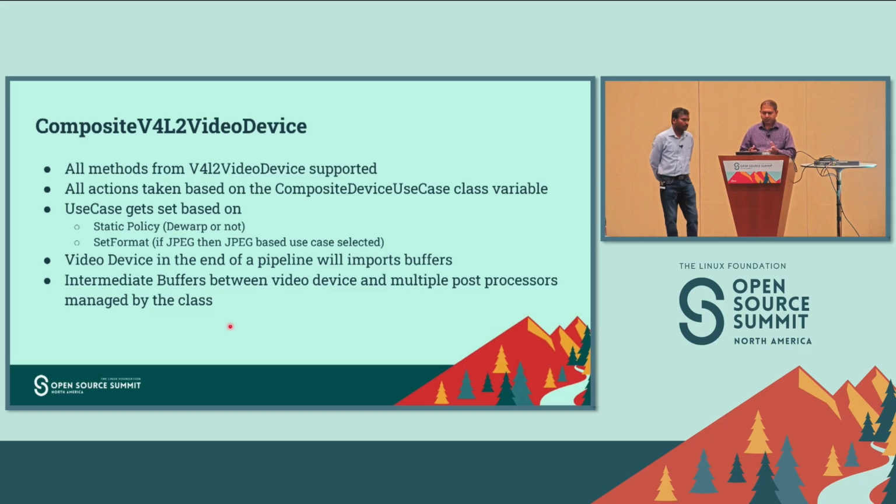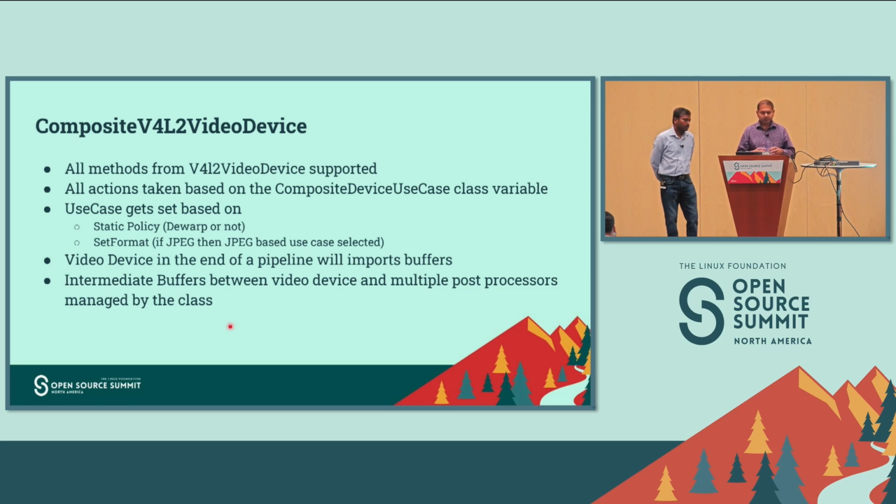The dewarp use case gets set based on a static policy, because there's no good way of telling whether you need dewarp or not. There are some applications that may not want dewarp, so we'd like to keep it flexible. Maybe there's an environment variable that says whether we need dewarp or not. And JPEG is very simple, because if the application requests JPEG, that means you need JPEG post-processing. So in that case, that use case gets selected.